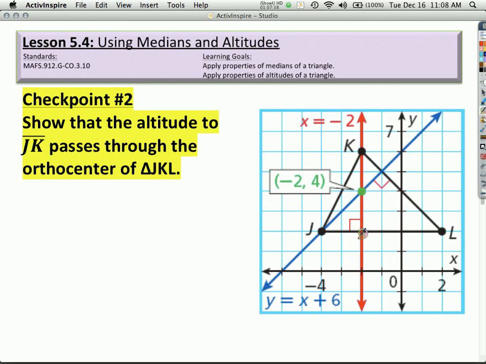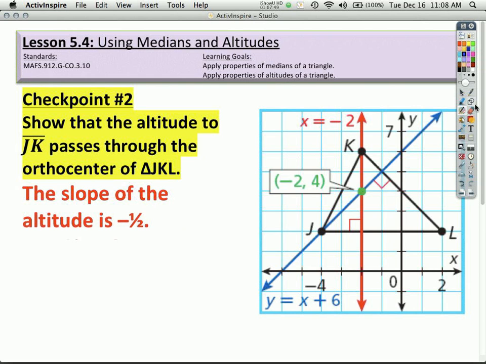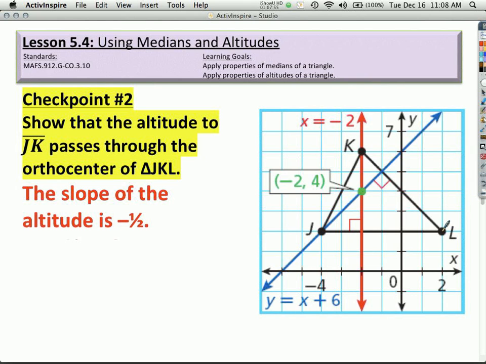Stephen? Yeah. Once you figure out that the slope of the altitude is going to be negative 1/2, you can prove it. Because if you start at L, and you go up 1 to the left 2, up 1 to the left 2, you see that it passes straight through the orthocenter. So that fact alone visually shows it.